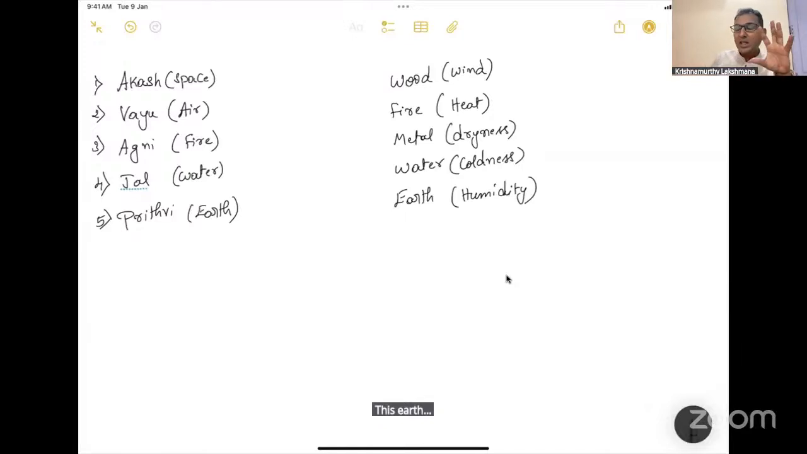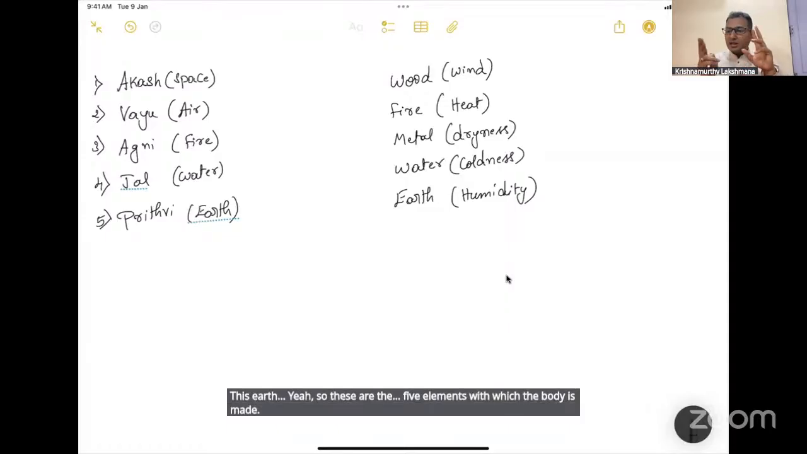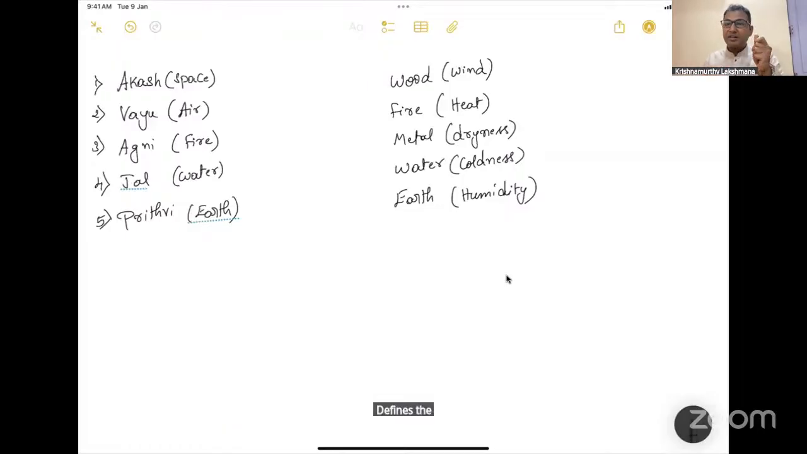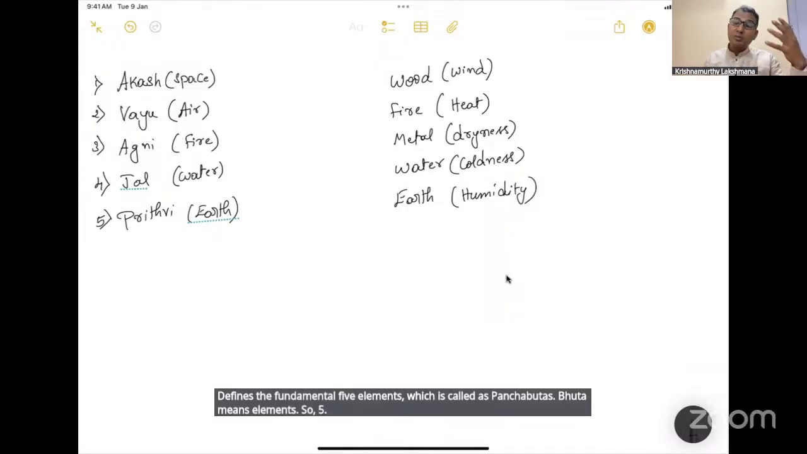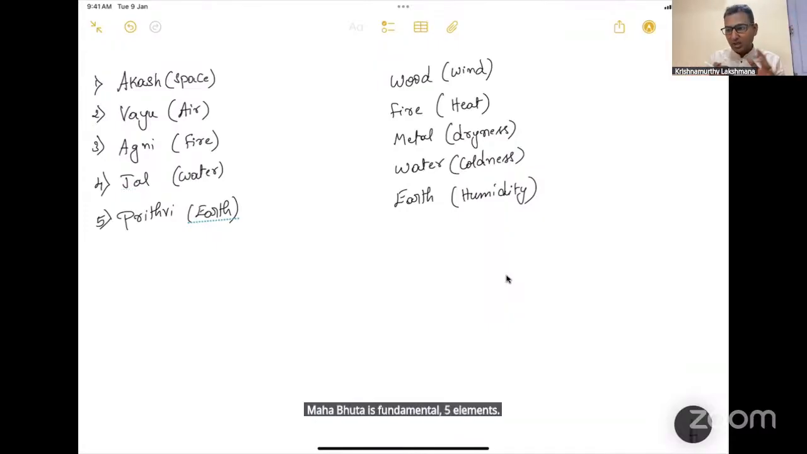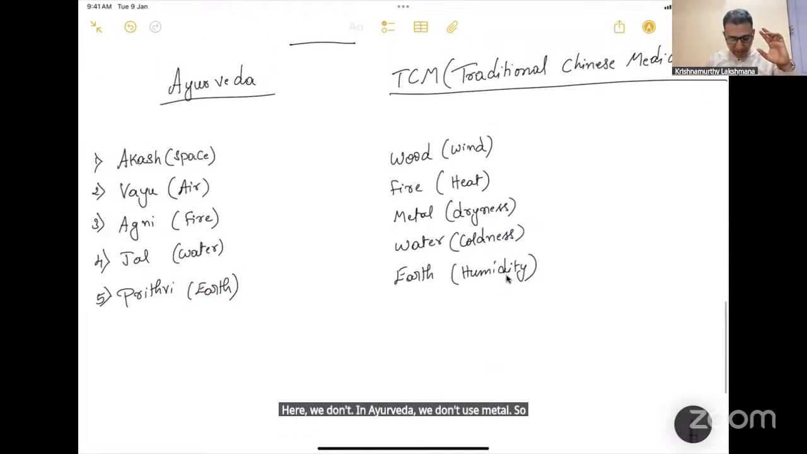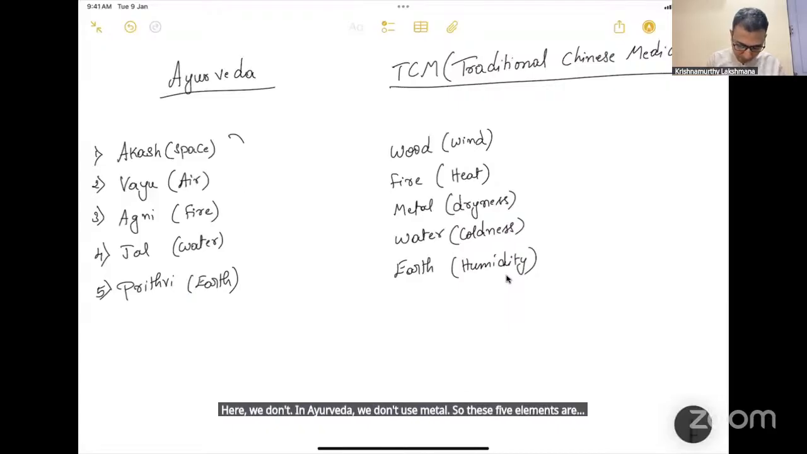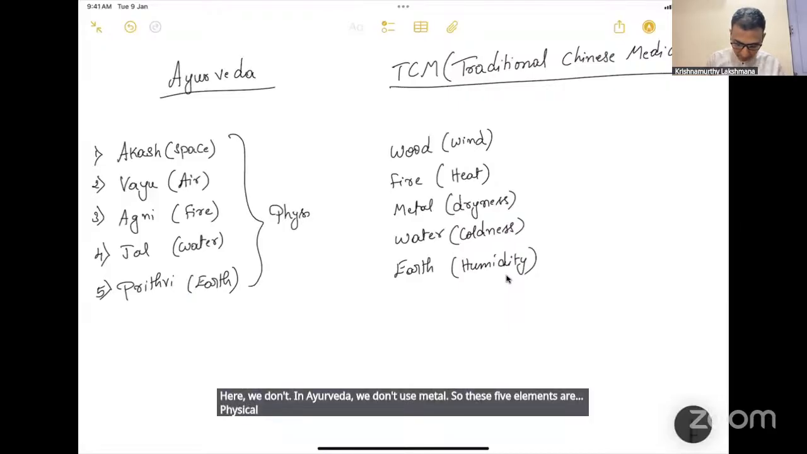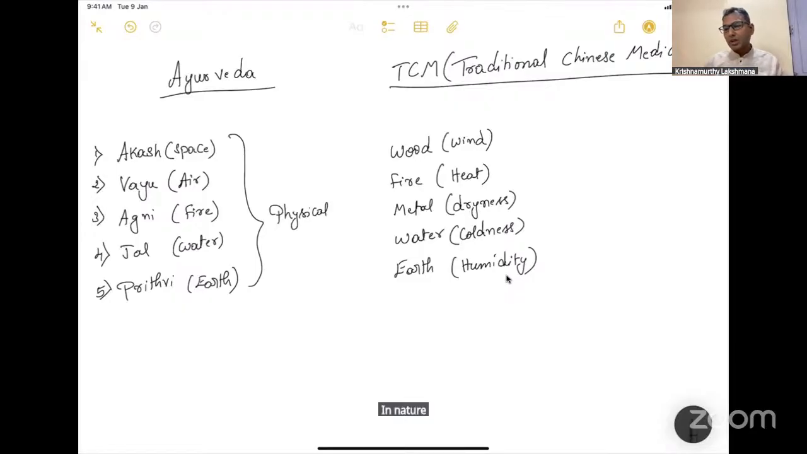So these are the 5 elements with which the body is made. The way TCM and Ayurveda define the fundamental 5 elements is called Panchabhutas. Bhuta means elements, so Pancha Mahabhuta is the fundamental 5 elements. Pancha Mahabhuta is slightly different. They use metal; in Ayurveda, we don't use metal. These 5 elements are physical in nature, right?